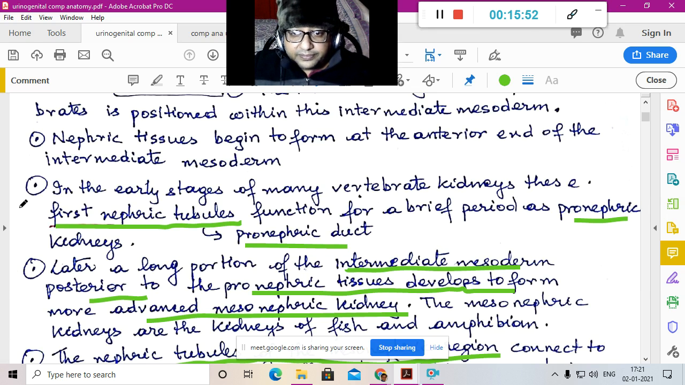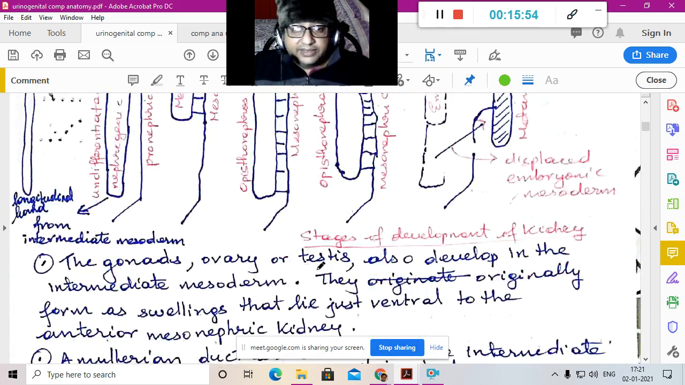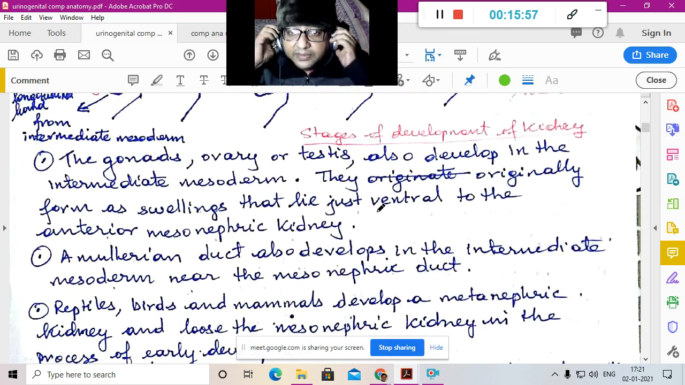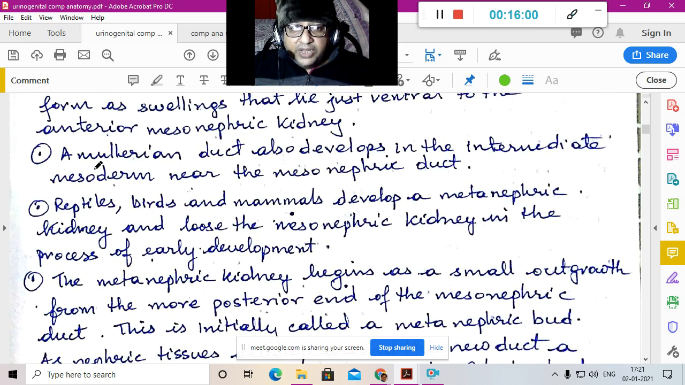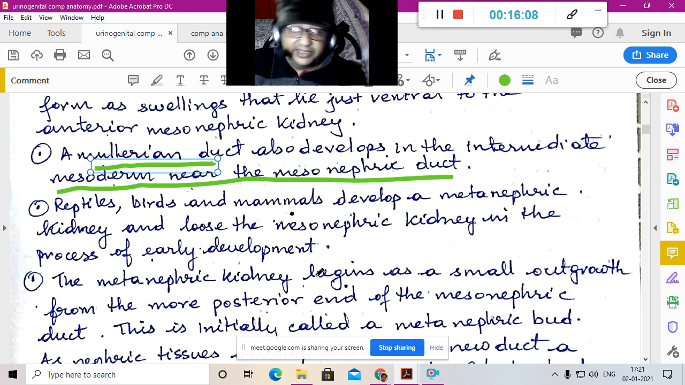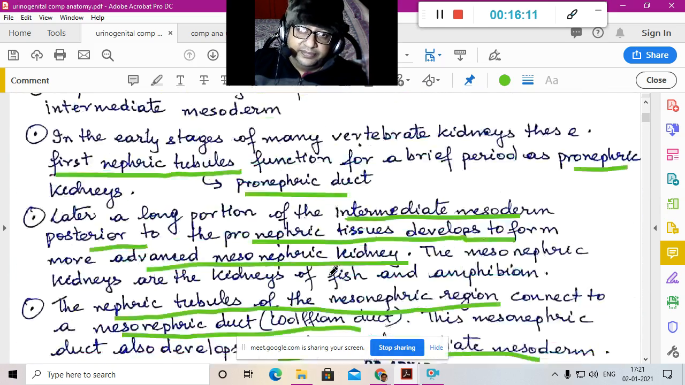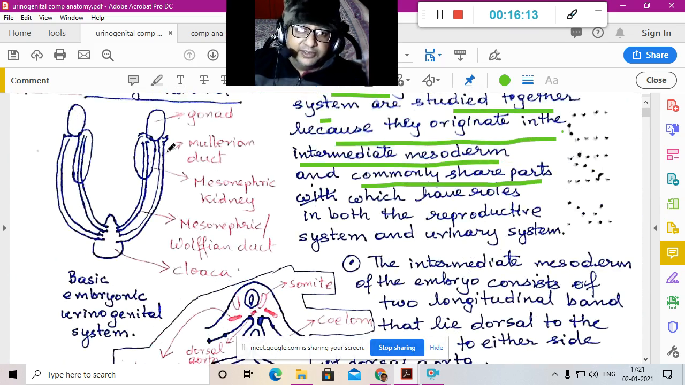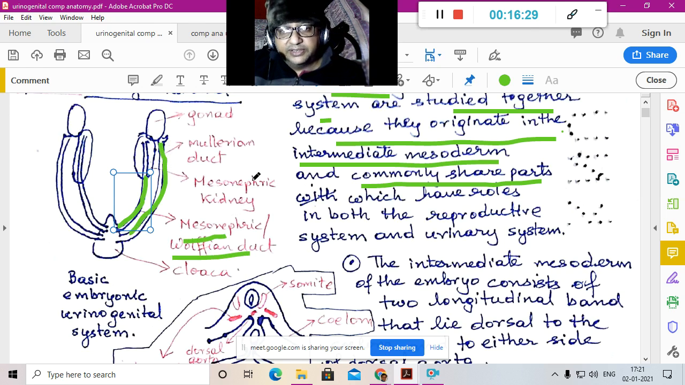Okay, so let us go to the next structure over here. A Mullerian duct also develops in the intermediate mesoderm near the mesonephric duct. This is a very complicated topic. This is the mesonephric duct, and beside it the Mullerian duct also develops. This mesonephric duct is also known as the Wolffian duct, so don't get confused by the terminology.